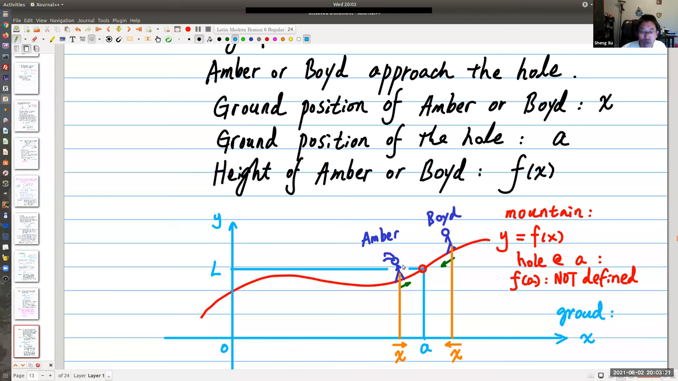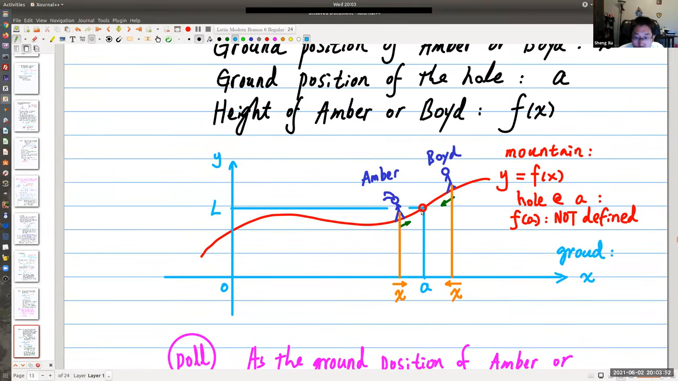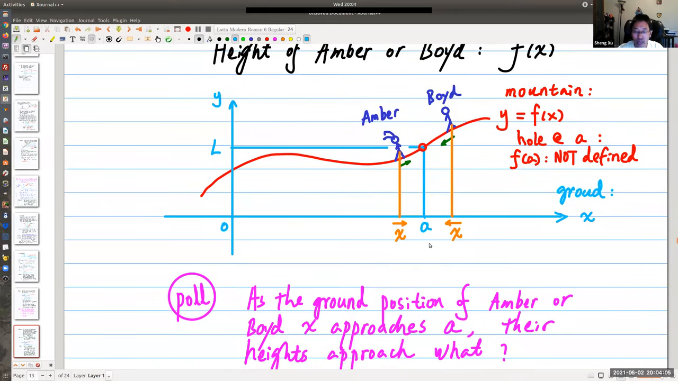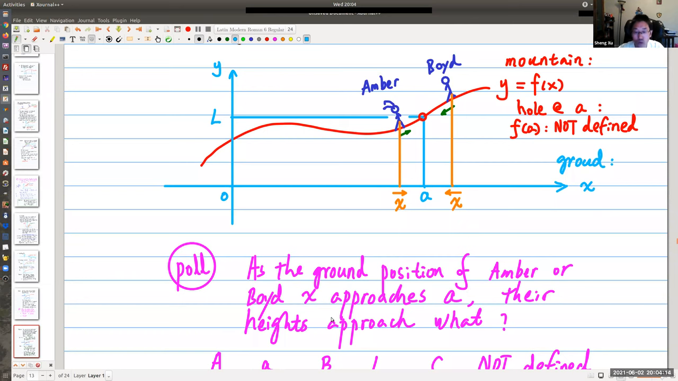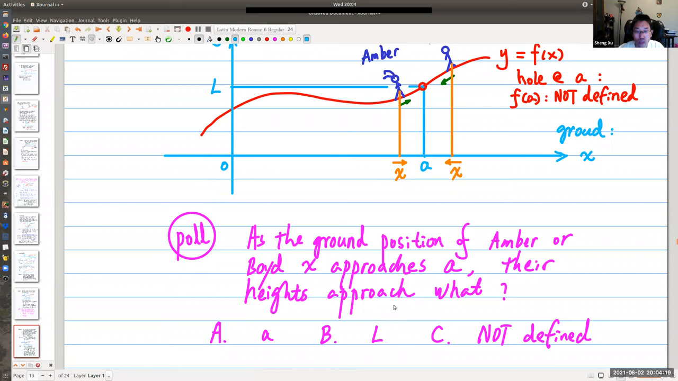Okay. So as Amber and the boy walk toward that hole, suppose each of them has a rope hanging from them, right? So that rope is in this orange color. That rope indicates the x location of these two kids, okay? So as Amber and Boyd walk toward that hole, of course, their x location approaches that value a. Clear? Right? Now, that x is the ground position of these two kids, okay? So now I ask you, as the ground position of Amber or Boyd x approaches a, their heights approach which value? 30 seconds.